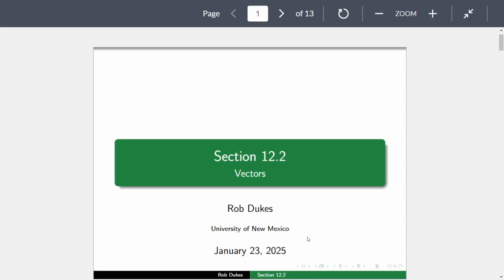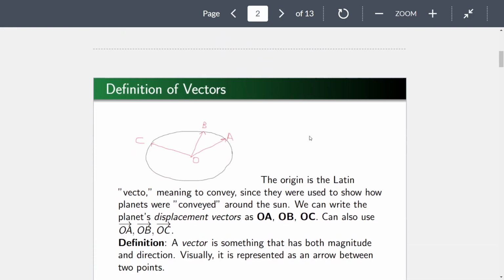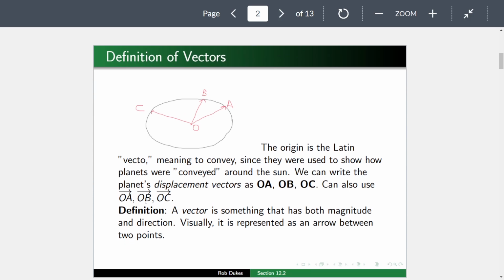Hello and welcome. It's time for section 12.2 on vectors. So, at this point I asked the class, what is a vector? And take a minute to shout out whatever you think they are. The usual answer is that they are something that has both a magnitude and a direction.